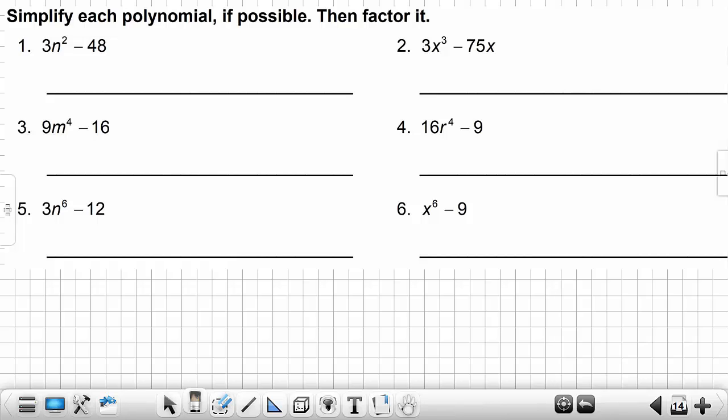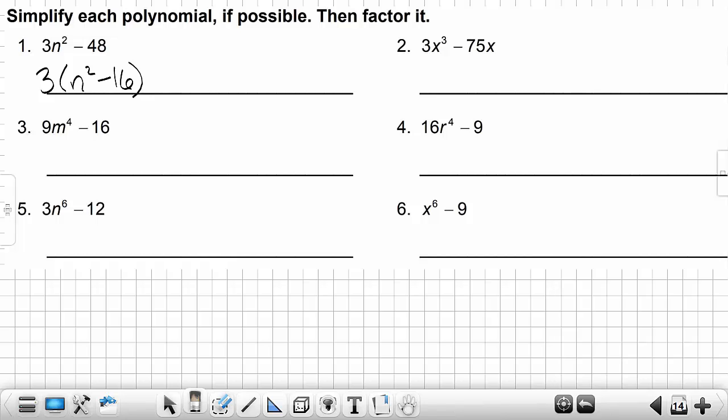So we'll start with Alicia. What can I factor out of both terms in number 1 before I start? 3. And what will I have when I factor 3 out? Minus 16. Oh, if you said it, I was just waiting. I couldn't hear. That's all. Okay. N squared minus 16.